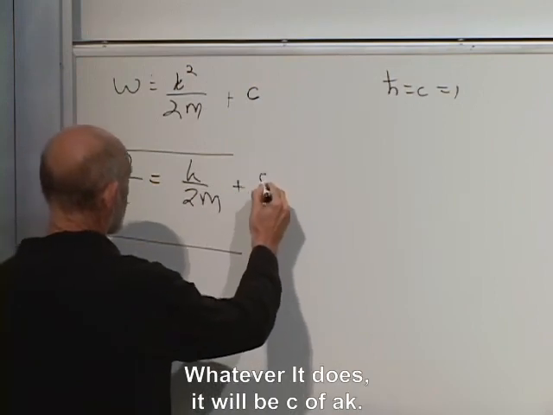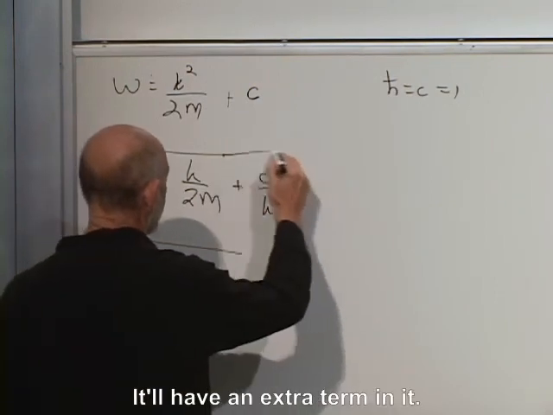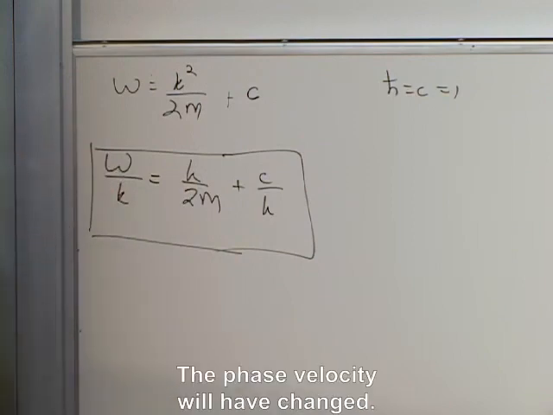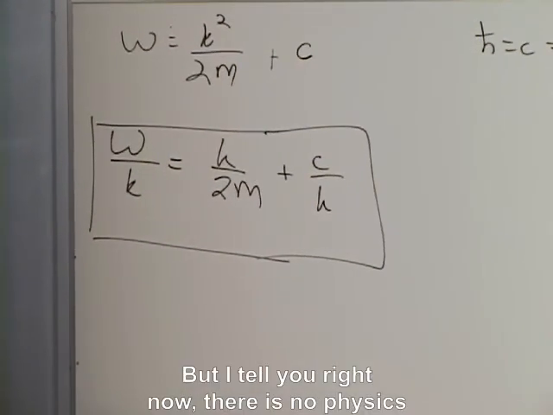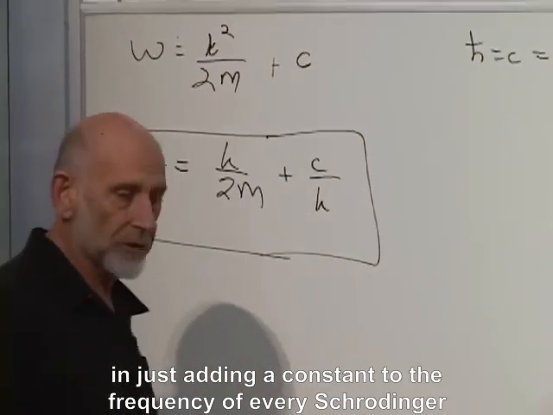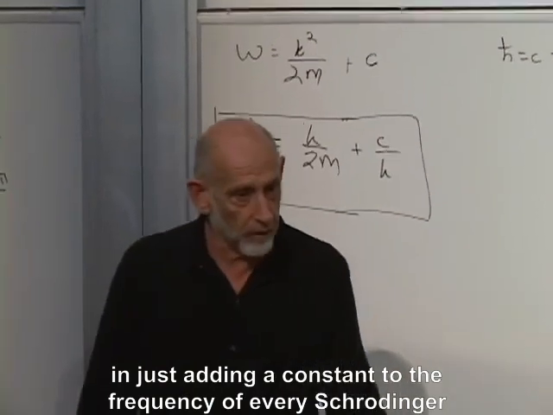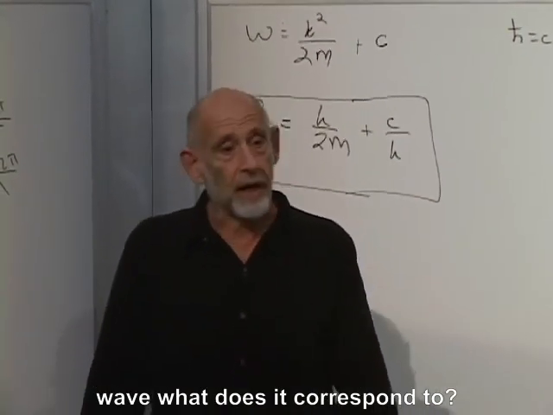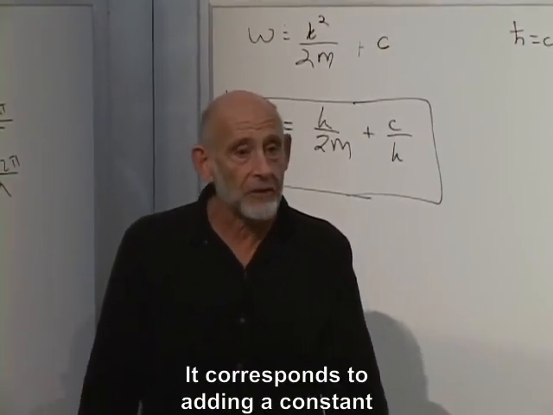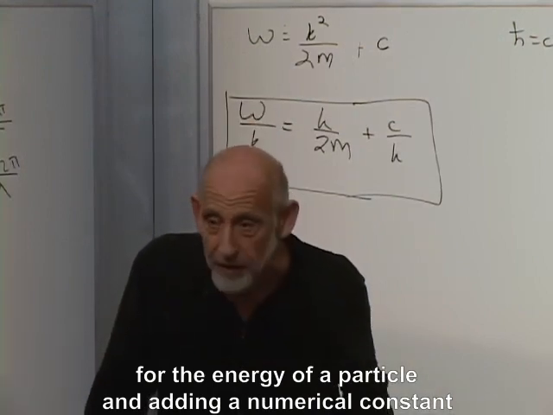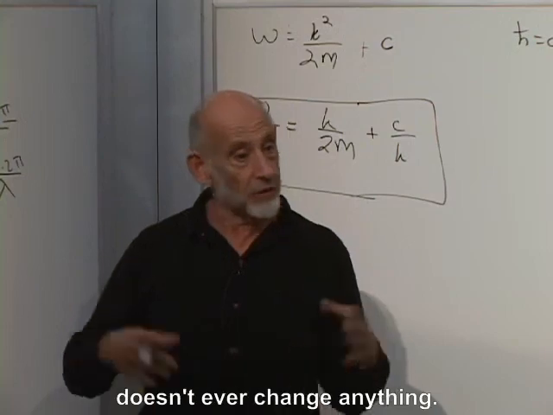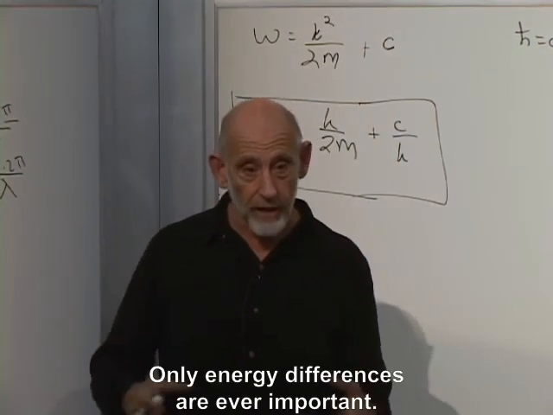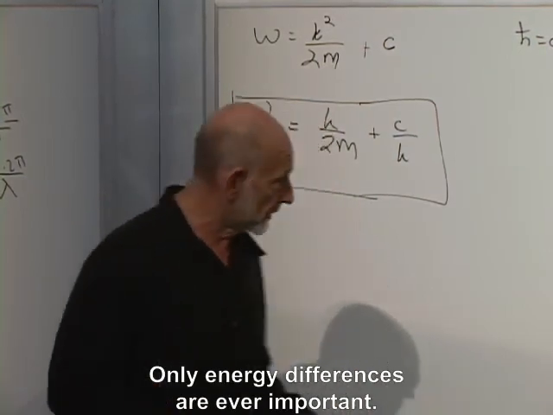Whatever it does, it'll be c over k. It'll have an extra term in it. The phase velocity will have changed. But I tell you right now, there is no physics in just adding a constant to the frequency of every Schrodinger wave. What does it correspond to? It corresponds to adding a constant to the energy of a particle, and adding a numerical constant to the energy doesn't ever change anything. Only energy differences are ever important.